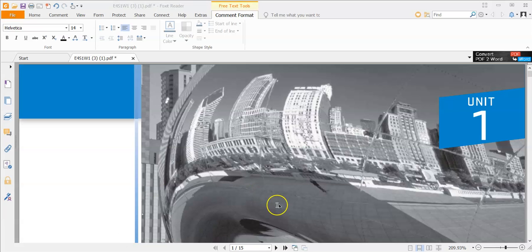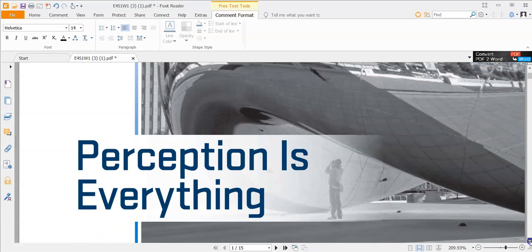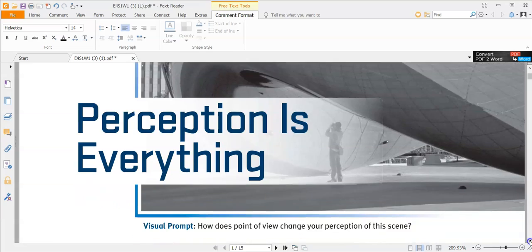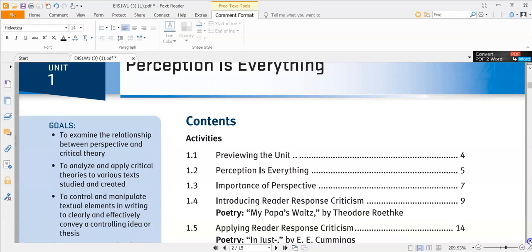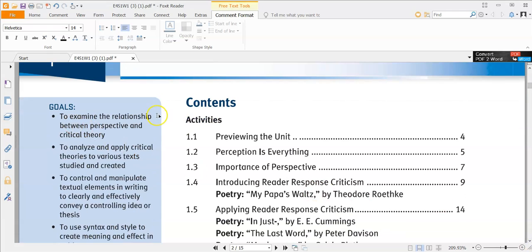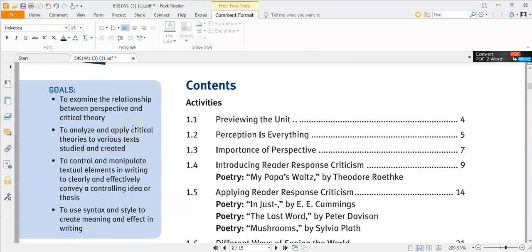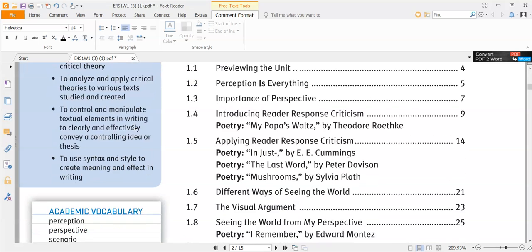To begin with, let's preview the unit. So Unit 1 is going to start off with this image, and its title is Perception is Everything. Our goals for this unit are to examine the relationship between perspective and critical theory, to analyze and apply critical theories to various texts studied and created, to control and manipulate textual elements in writing to clearly and effectively convey a controlling idea or thesis, and to use syntax and style to create meaning and effect in writing.